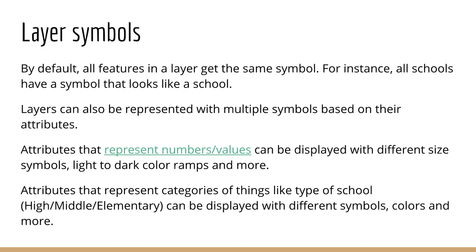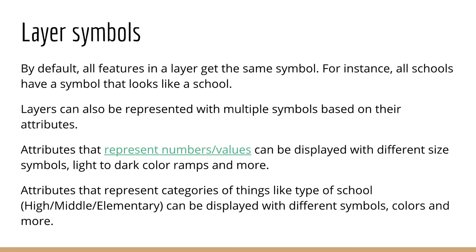By default, all features in a layer get the same symbol. When you load a layer into ArcMap, they all look the same. Okay? For instance, the trees on campus. I load a trees layer into ArcMap, and let's say there's maples and oaks and pine trees and elms. There's all kinds of trees, right? When we load it onto the map, they're all points that look the exact same.